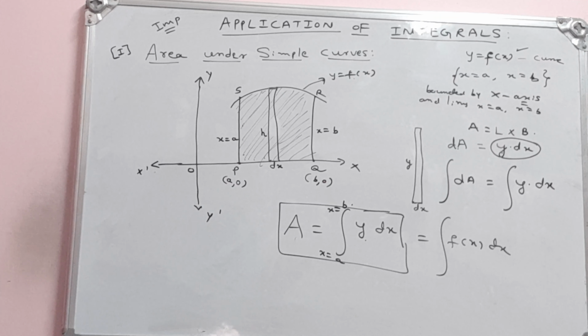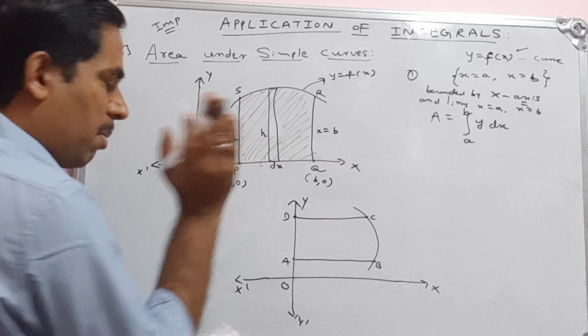Observe this. I will write it here only. Let me consider another curve. If the curve is like this, here I had considered two vertical lines; now I will consider two horizontal lines. Let me take these as A, B, C, D. Horizontal lines are parallel to the x-axis. Observe the difference between these two. Here the lines are parallel to the y-axis, and here the lines are parallel to the x-axis.